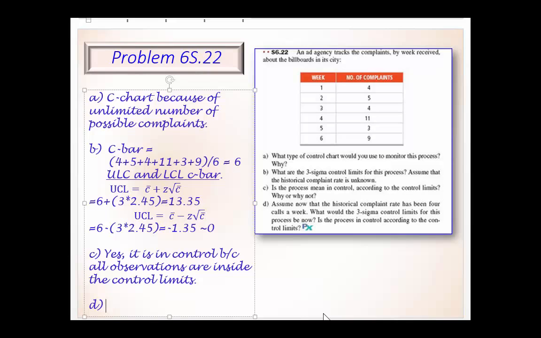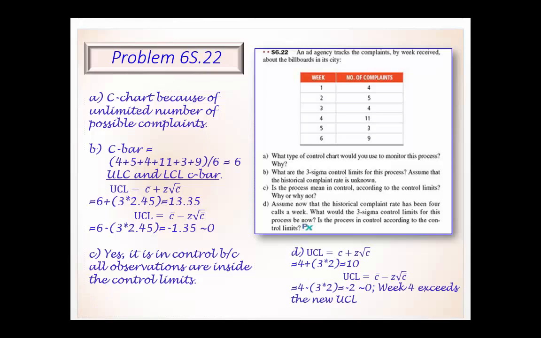So we computed exactly the same as before, but our C bar is 4 now. So I'll go ahead and calculate that down here for you. And again, it would be good if you did that separately from me and then came back and checked. As you can see by my calculations here, I've just replaced the previous C bar of 6 with 4, and I've calculated the upper and lower control limits, and I find that 10 is the upper control limit and 0 is the lower control limit. So indeed, week 4 exceeds the new upper control limit.